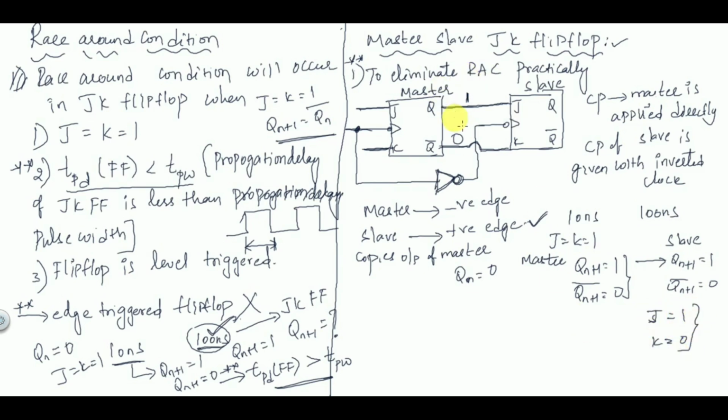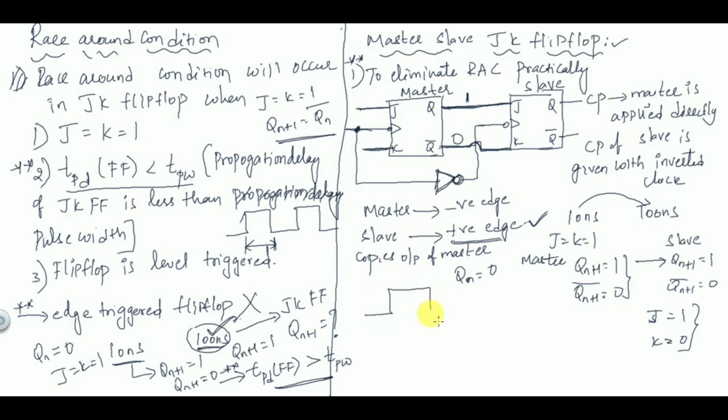Even though these outputs are taken here, they are not going to change the output of this slave, because the slave will be in deactivate mode up to 100 nanoseconds, that is, until the end of the clock pulse. Why? Because the slave changes its output on the positive edge only.